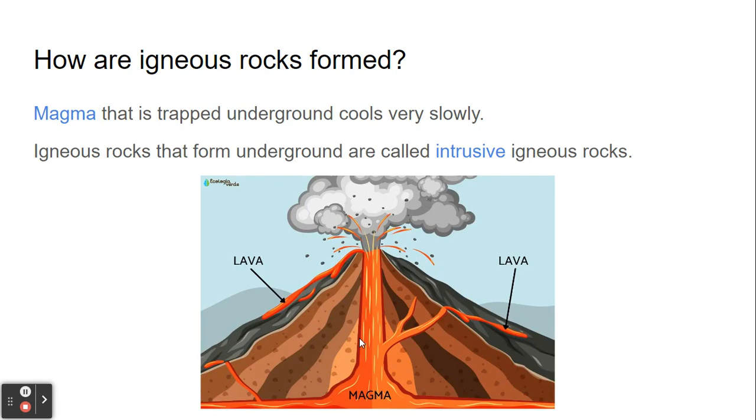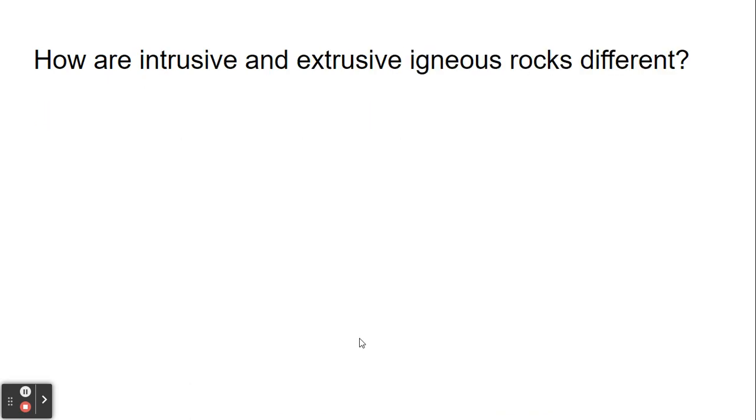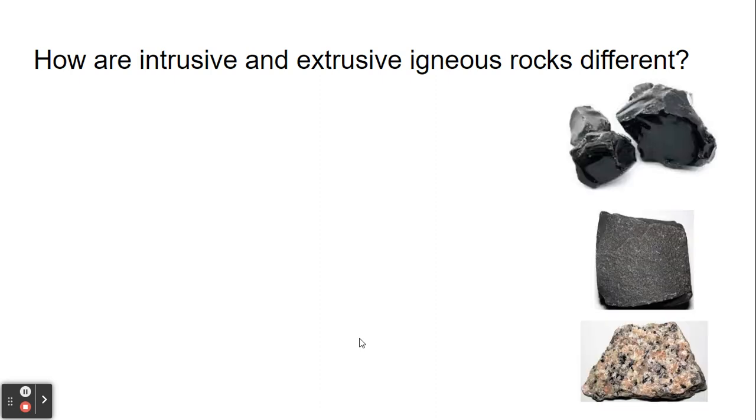Magma that is trapped underground cools very slowly. This is because the surrounding earth acts as an insulator. Igneous rocks that form underground are called intrusive igneous rocks. They are formed inside the earth. So how are intrusive and extrusive igneous rocks different? We can see some examples of these rocks down the side of the screen.